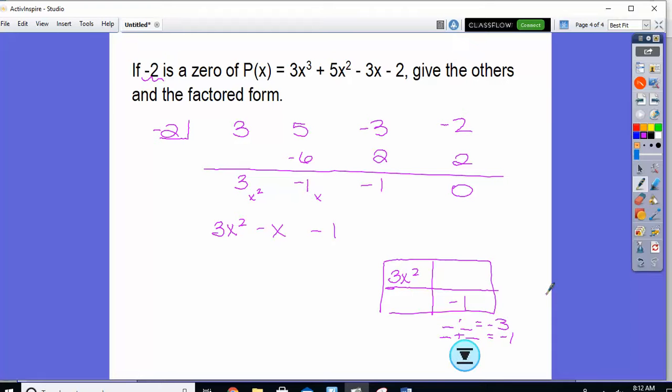Quadratic formula. I really didn't mean to give you one that required the quadratic formula here, but let's do it just for practice. So x equals the opposite of b, plus or minus the square root of b squared minus 4ac, all over 2a. So that's 1 plus 12. Okay, and so that would give me the other zeros. Let's do one that comes out a little bit nicer.